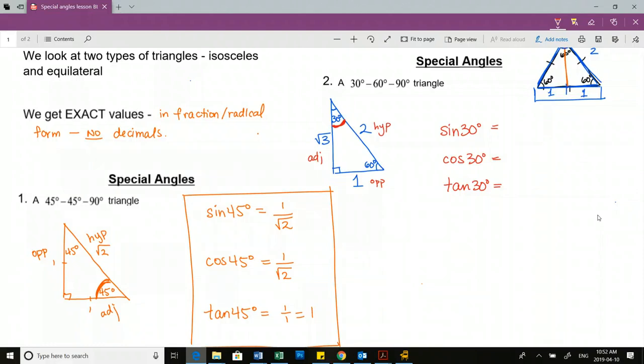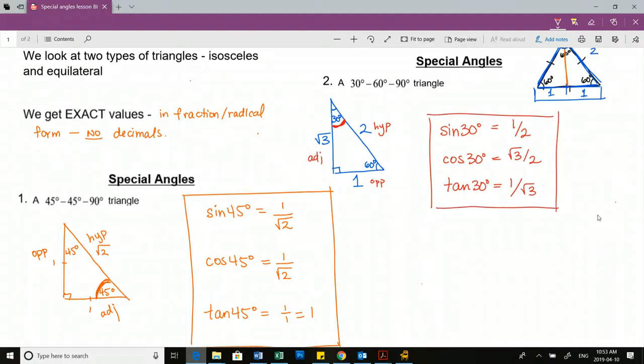Can somebody tell me what the sine of 30 would be equal to in this triangle? What is the opposite over hypotenuse in our triangle? 1 over 2, you got it. And how about the cos of 30 in this triangle? What's adjacent over hypotenuse? Root 3 over 2, very good. And tan of 30? Opposite over adjacent, what would that be equal to here? 1 over the square root of 3. Okay, box those guys up. Those are another set of special angle values.